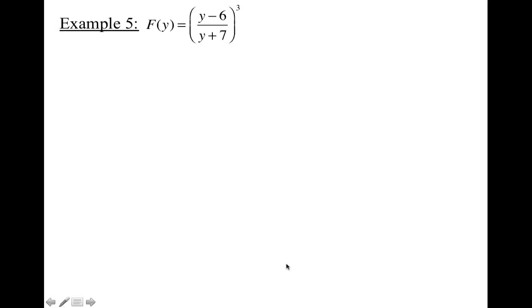All right, another challenge, example 5. Let's see if you can do this one on your own. Go ahead and pause. Welcome back. Let's see how we did.